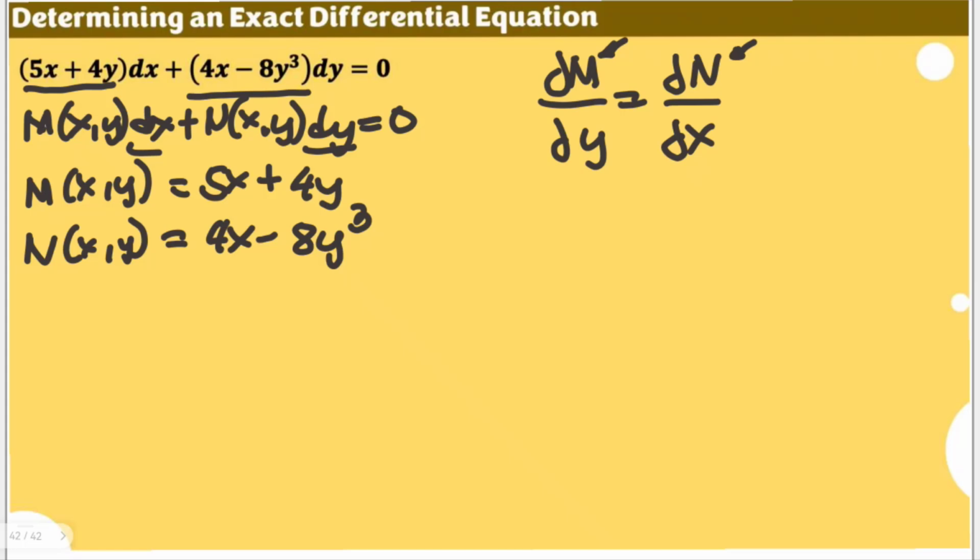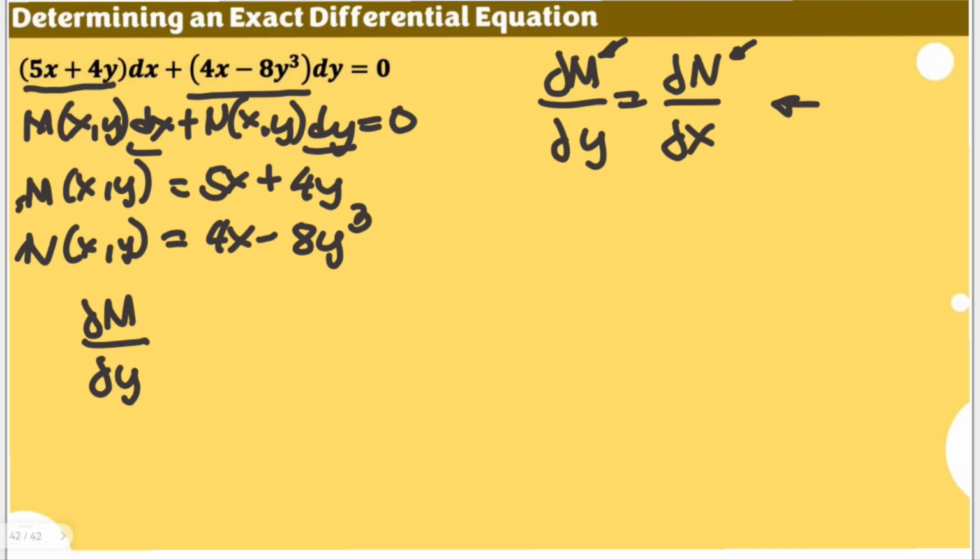This time, let's try to take the first partial derivative of M with respect to y, and of course later the partial derivative of N with respect to x. Before we do that, let's try to remember that this is only on partial derivative. Take note that there are two variables on our given function, both for M and N.